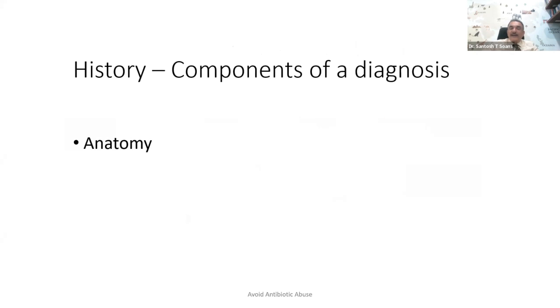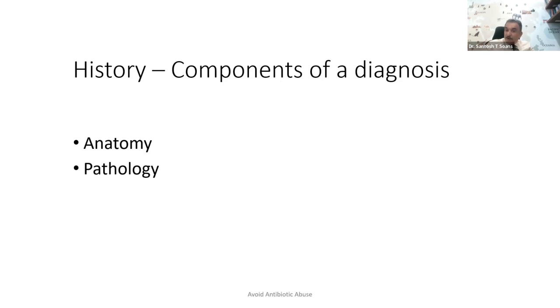History, components of diagnosis. Whenever I get a patient, I think of four things. What is the anatomy of the disease? He has got cough; I feel that it is either in the throat or in the lungs. That's the anatomy. If he has got jaundice, my anatomy is liver. Pathology: what has happened? He has cholestasis, that's why he has jaundice, or he has hemolysis. That's the pathology of it.